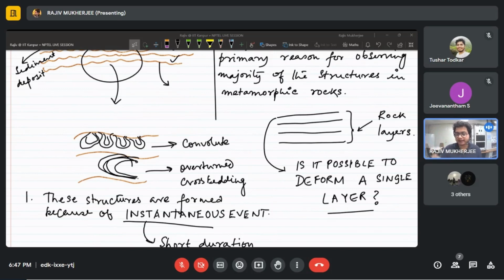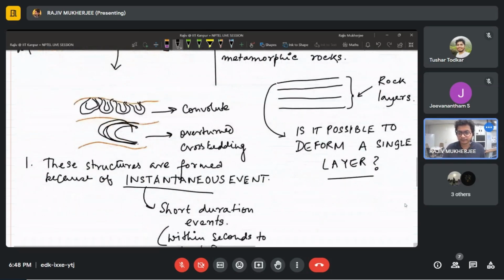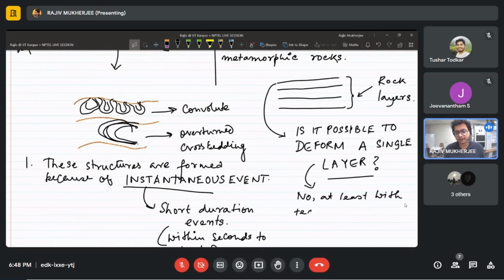So from that perspective, this single layer is just like an atom in comparison to, say for example, a human body, right? That kind of scale difference takes place. So it is never possible to deform a single layer through tectonic forces. So as a result, what would happen? Of course this answer is no, at least with the tectonic forces it is not possible.